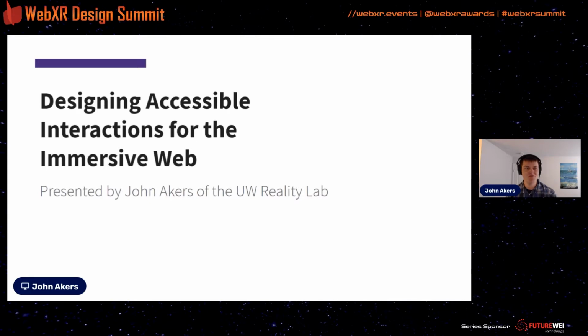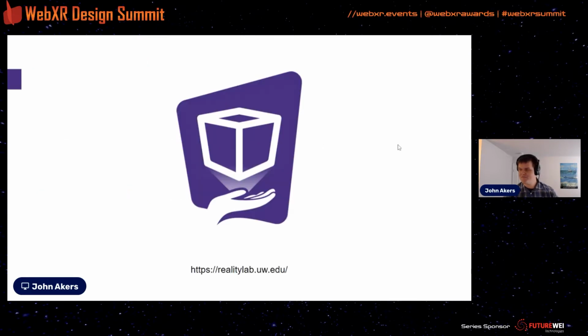Looks like I've got my screen share working now. So let's talk a little bit more about it. We are a research center within the School of Computer Science and Engineering at the University of Washington. We are at the intersection of computer vision, graphics, human-computer interaction, basically everything pertaining to virtual and augmented reality.